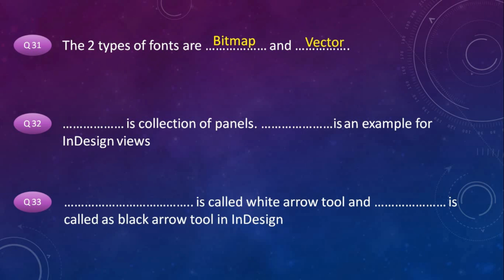Next one. Dash is a collection of panels. Docker is a collection of panels. And dash is an example of an InDesign view. Actual size is an example of an InDesign view. Dash is called the white arrow tool. Your direct selection tool is called the white arrow tool. And the selection tool is called the black arrow tool in InDesign.